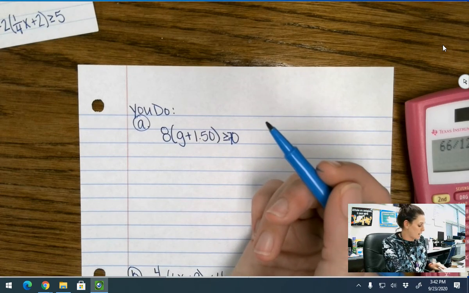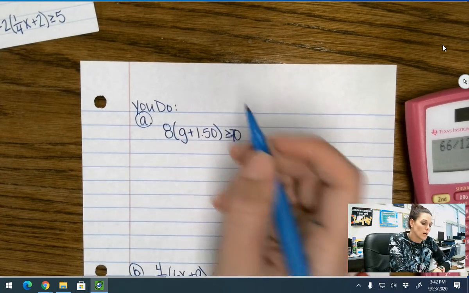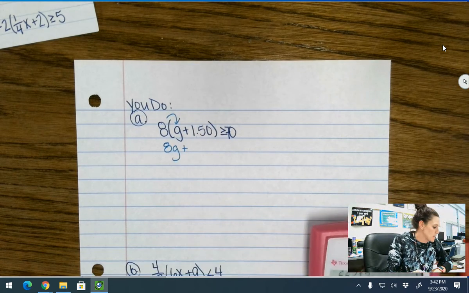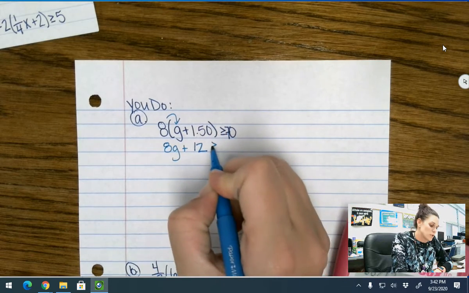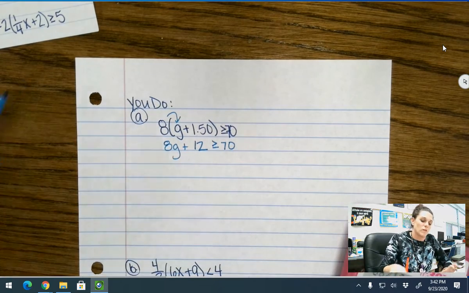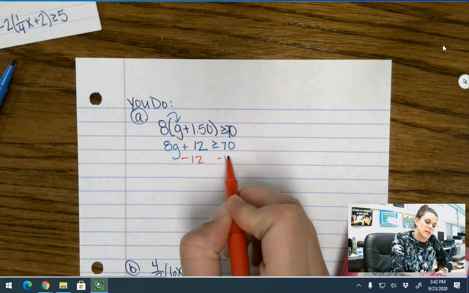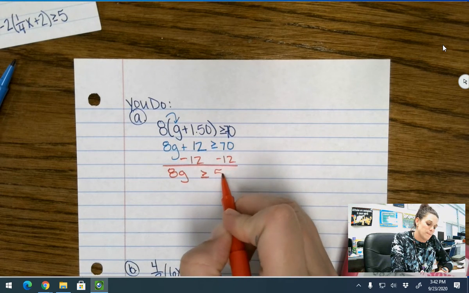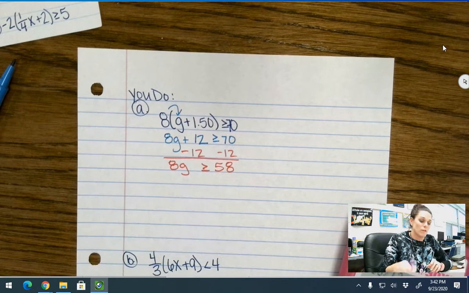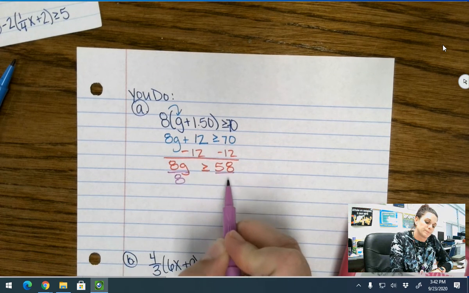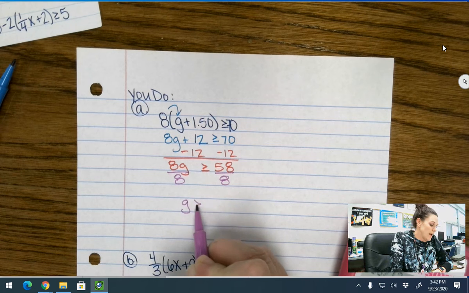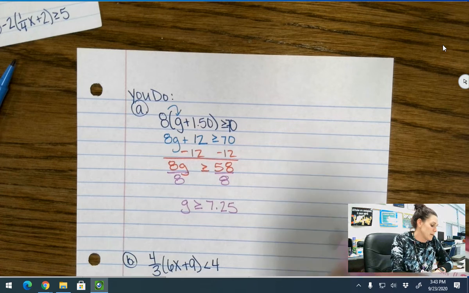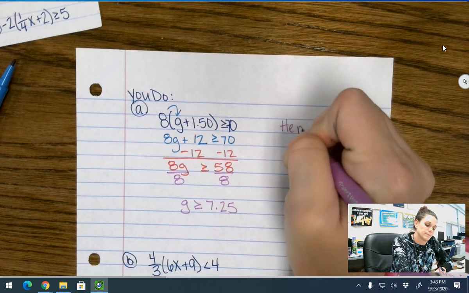All right, so to work through this problem, we should have rainbowed. We should have gotten 8G plus, and then we have our 8 times 1.50, which would have gotten us 12, is greater than or equal to 70. From here, then, we should have subtracted 12 from both sides. So 8G is greater than or equal to 58. From here, then, we divide both sides by 8. So our gifts have to be greater than or equal to 7.25.